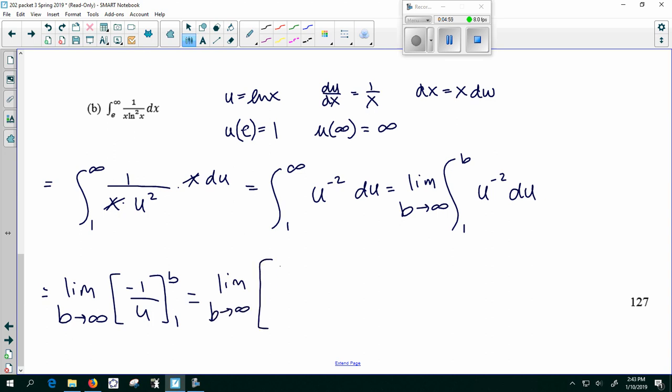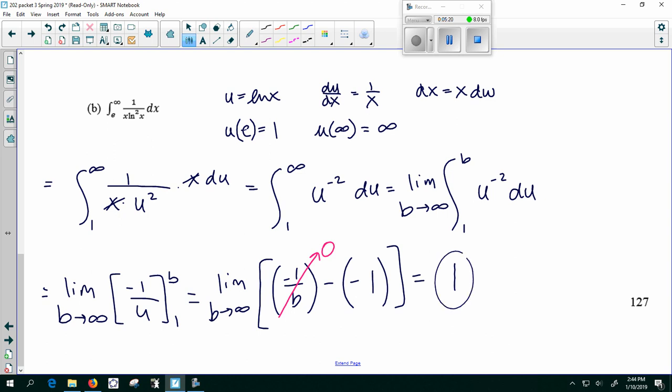So when you plug in a b, you get -1 over b. When you plug in a 1, you get -1. Now take the limit as b goes to infinity. This fraction, when the denominator goes to infinity, is going to go to 0. So this ends up being 0 minus -1, which is 1. So this converges to 1.